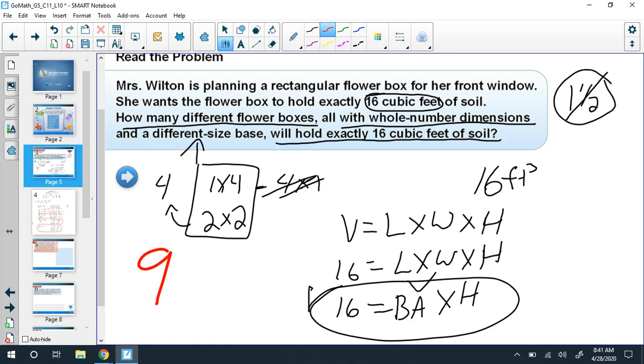So one final step in this might be to just go through and make sure we've checked all of these constraints, right? Did all of the volumes equal 16? Yes. Did we only use whole numbers? Yes. Did we make sure that we had different size bases? Yes. So I feel pretty confident in saying that there are 9 different flower boxes. Let's take a look at another one that's very similar but slightly different.